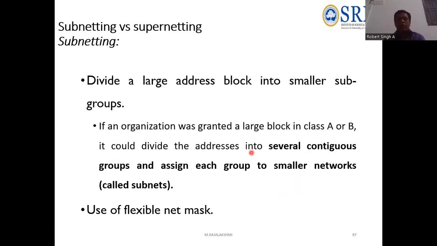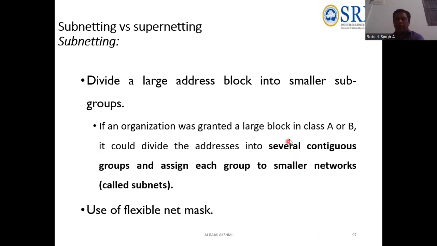And the third topic is about supernetting. Here, first of all, we have to compare subnetting with supernetting. What is subnetting? In subnetting, we are dividing a large address block into smaller subgroups. Suppose an organization is granted a large block, say a class A or class B. It can divide the addresses into several contiguous groups and assign the IP addresses to groups of smaller networks. That is called a subnet. It uses a flexible net mask in that case.